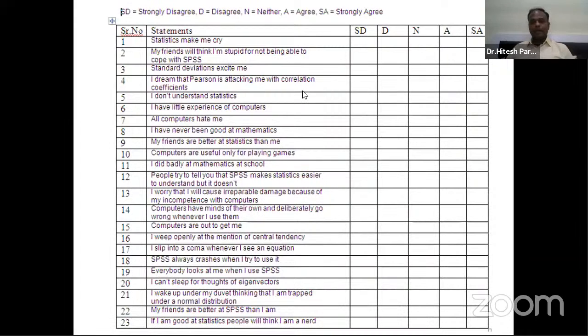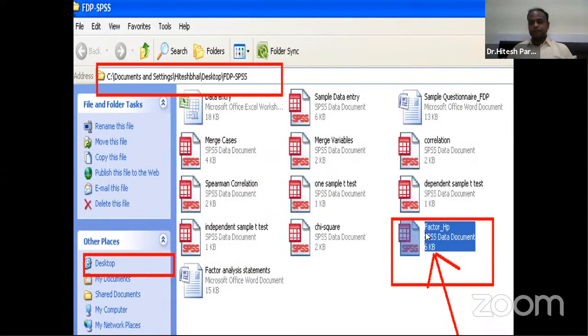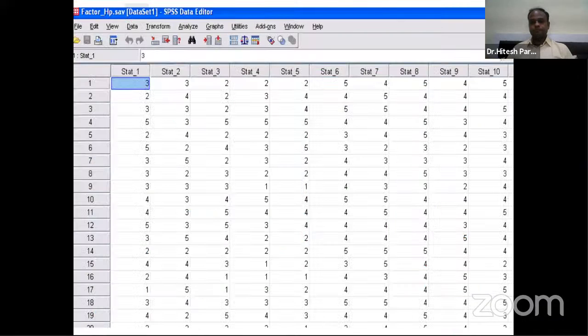So this data is present in the SPSS file that has been shared with you. The name of the file is factor_HP. So kindly open this file, factor_HP. There are 23 columns, and around 101 respondents are present; this data set has been created for around 100 respondents. So there are 23 variables, so you can observe 23 columns and around 100 rows.